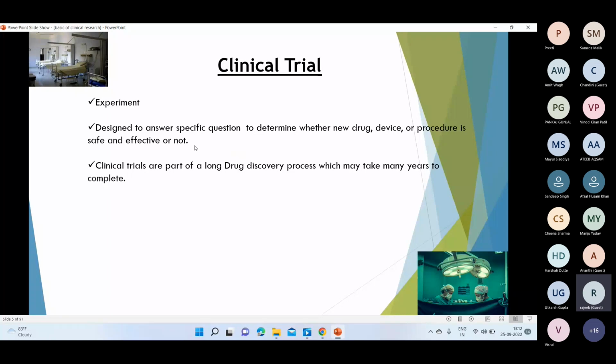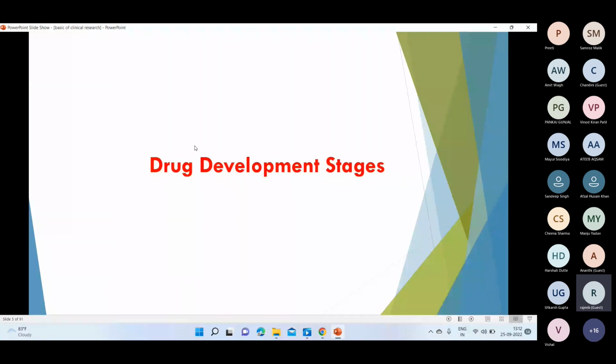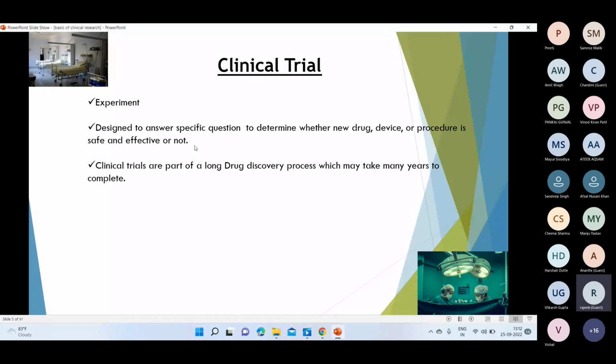Why specific questions? Because every experiment will have some objective, right? If you are doing any experiment in a lab, you will have some objective. Similarly, every clinical trial will have some objective. So every clinical trial is designed to answer a specific question, to answer that specific objective, to determine whether that particular new drug, device, or procedure is safe or effective or not.